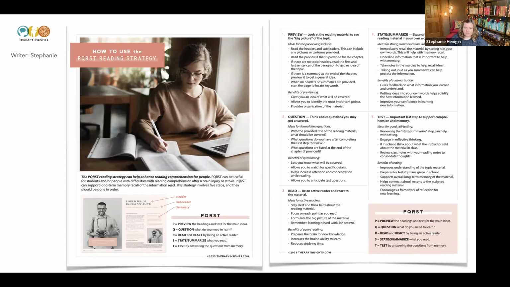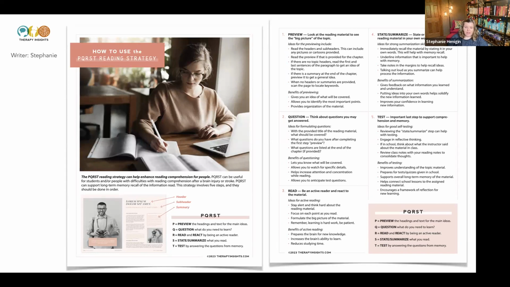So the PQRST, the P stands for preview. So just encouraging the person to glance over what they're reading, see if they can pull any of those main ideas out of the headers or the text. The Q is question, so thinking about what you're going to be learning. So all of this is preparing the brain to focus on the attention and then help with that memory to support, because you're asking very specific questions and focusing on specific parts of the text. The third step is read and react.